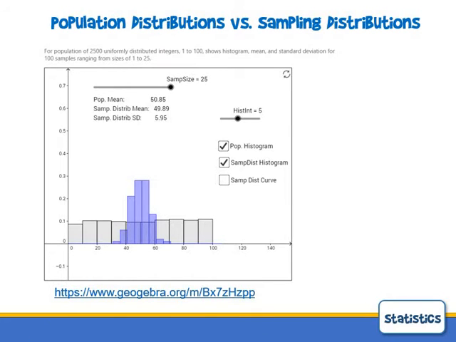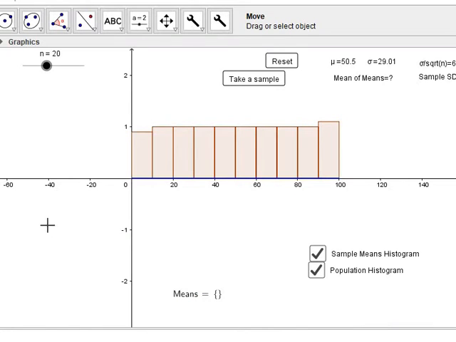Let me show you the actual applet live here. Looks like my link is dead and I'll have to fix it, but here's my actual GeoGebra file. It doesn't all fit in the screen, so I'll have to move it around a little bit. But I have this distribution, and I can take random samples here. We can reset it back. Right now we have no samples and no sample means. Let's do a sample size of 20, and I'm going to take a sample mean.